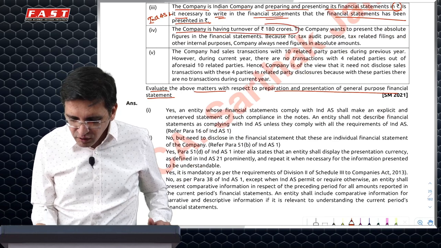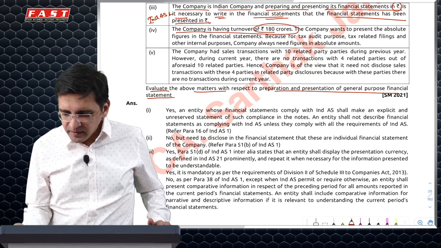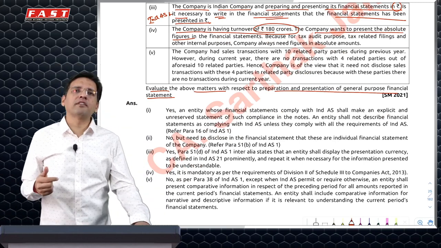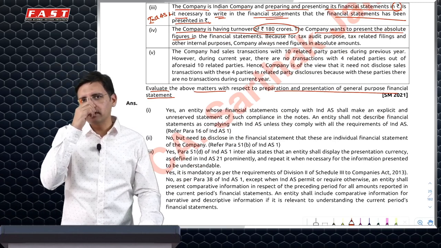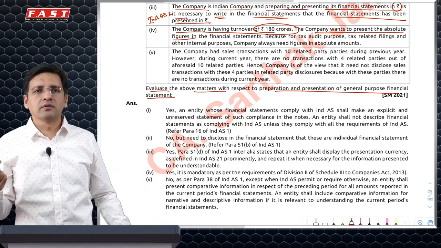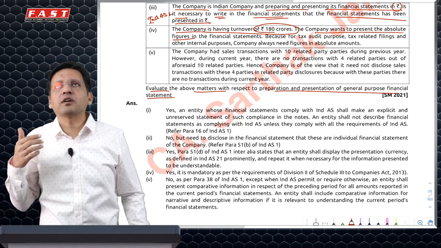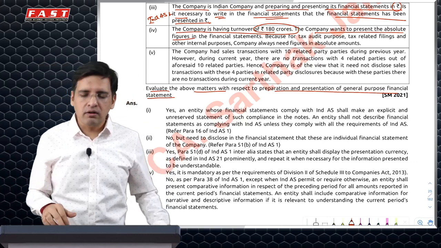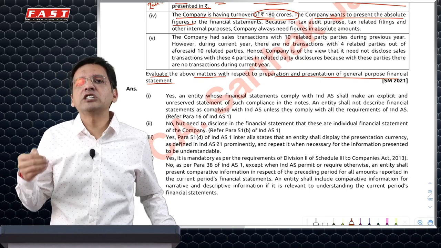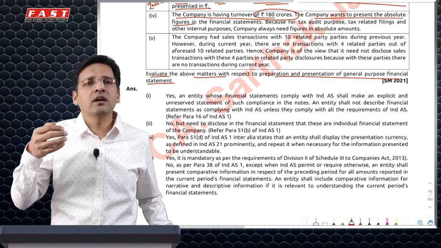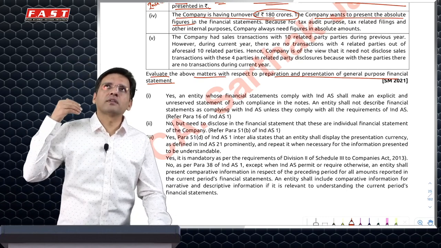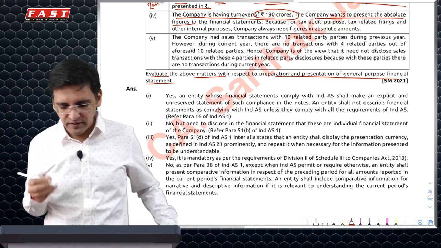Next, a company is having a turnover of 180 crores. Is the company wanting to produce it in absolute figures without rounding off? It is not permitted, because if you have turnover running in 100 crores or more, you have to round off, and in fact you can round it off up to crores. But rounding off is something which is mandatory. Schedule 3 and Ind AS 1 both say the company shall round off in hundreds, thousands, lakhs, millions or crores if the turnover is 100 crores or more. So rounding off is mandatory.